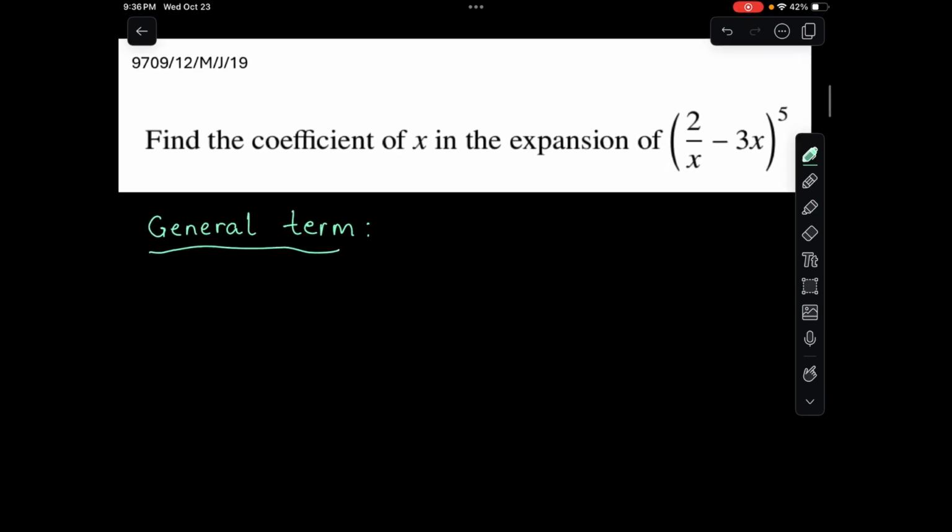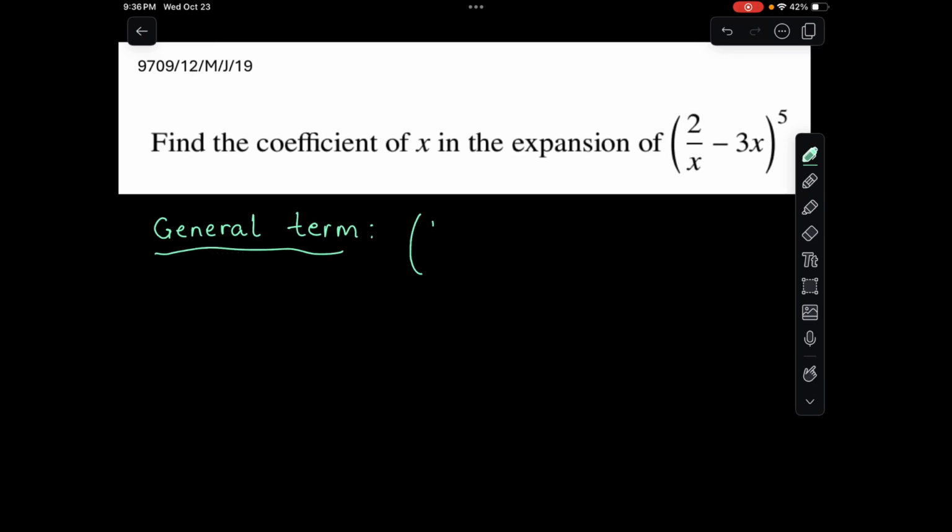Let us remember what is a general term in a binomial expansion. A general term in binomial expansion is given as nCr a to the power of n minus r, b to the power of r. So what are these n and r? r is something that we need to work out. n is 5 in this example. a is going to be 2 over x, b is going to be minus 3x.